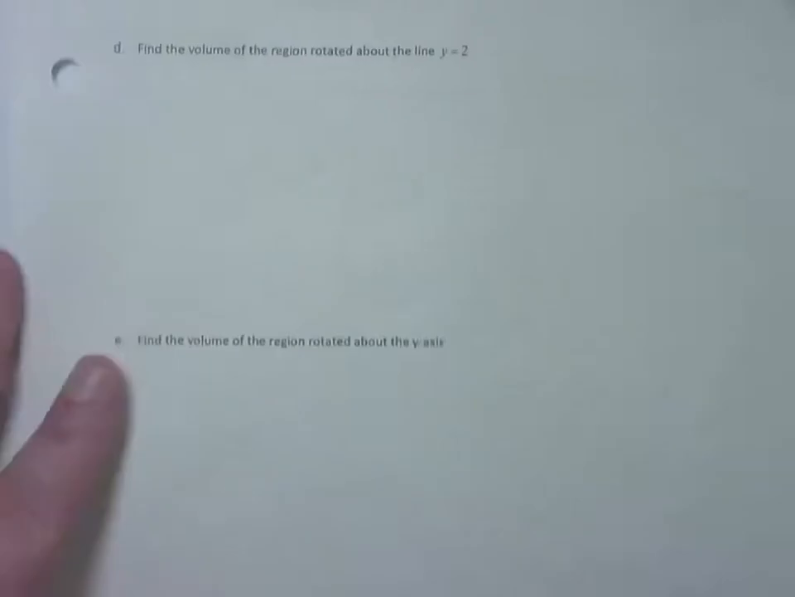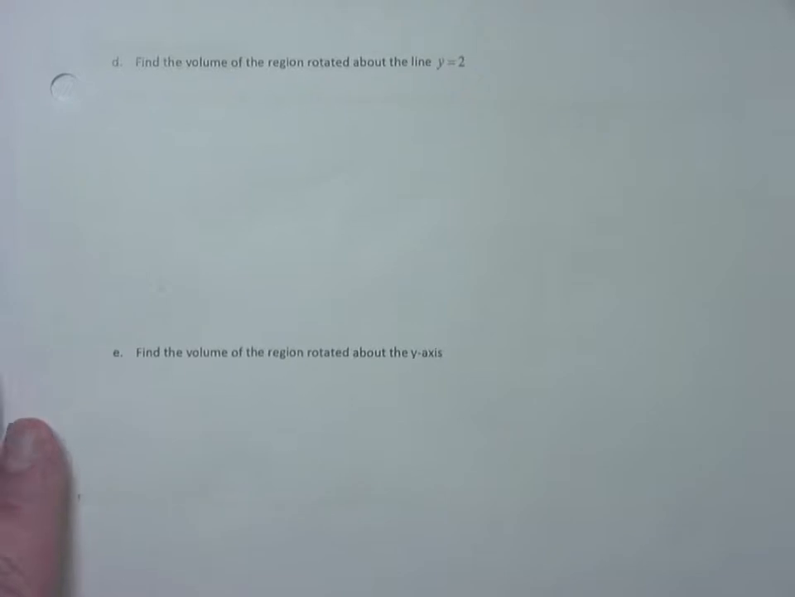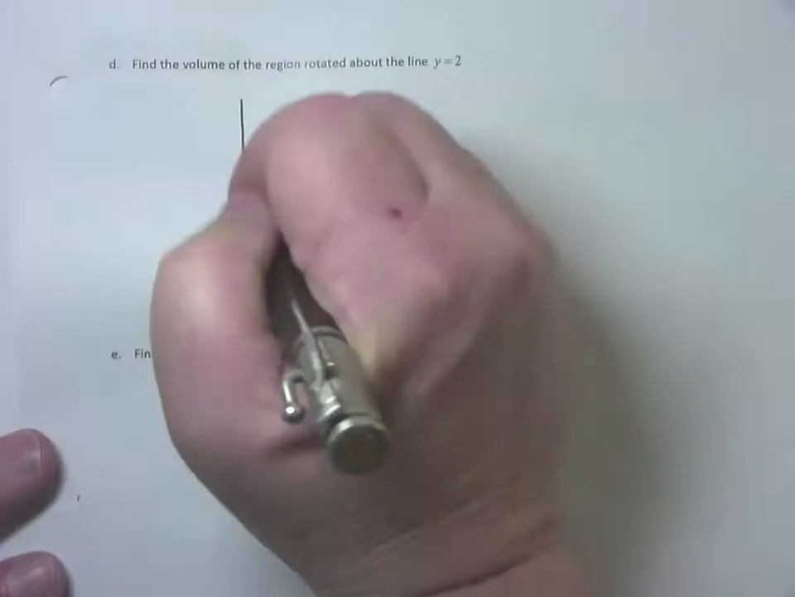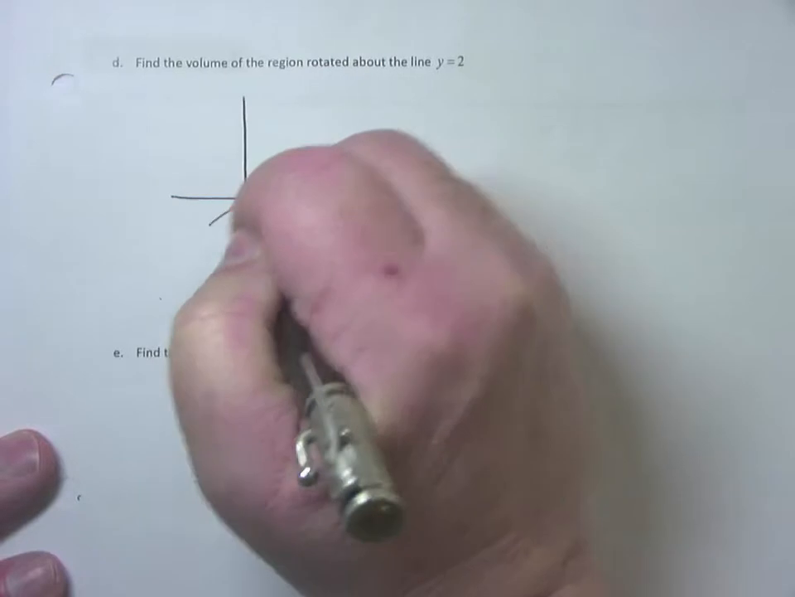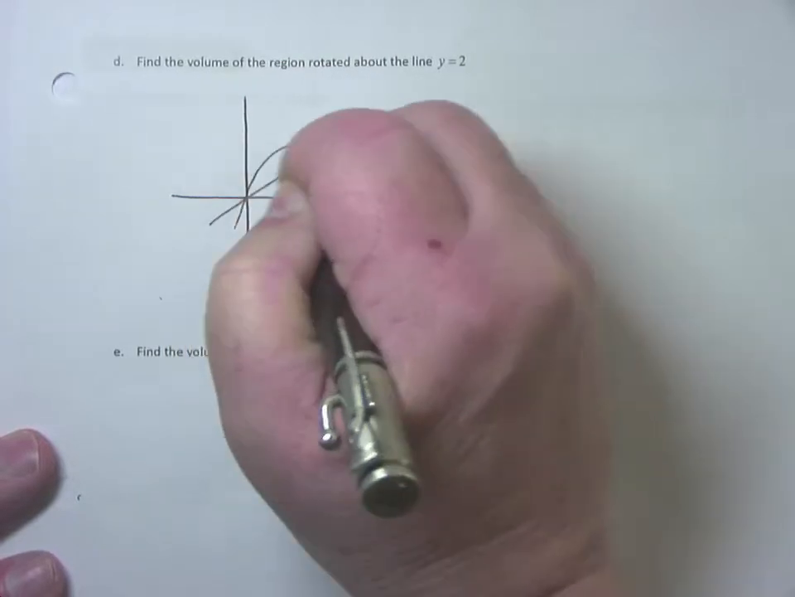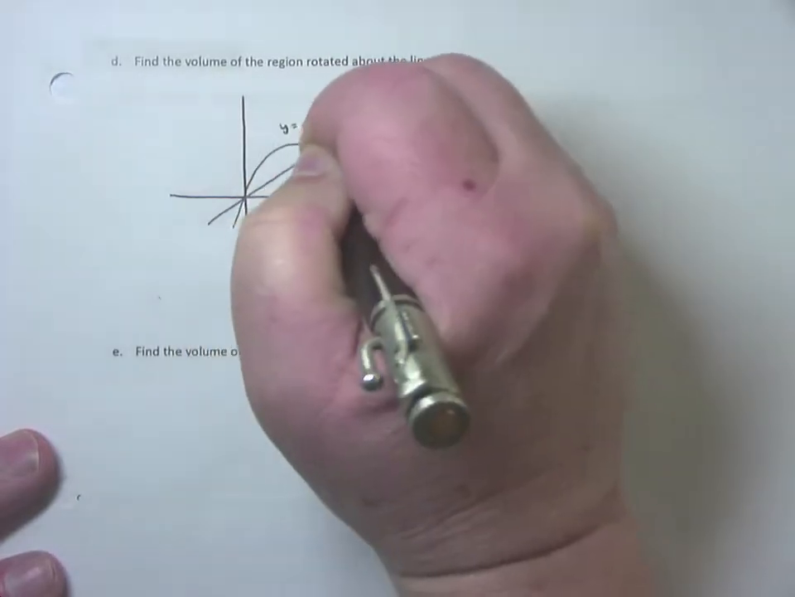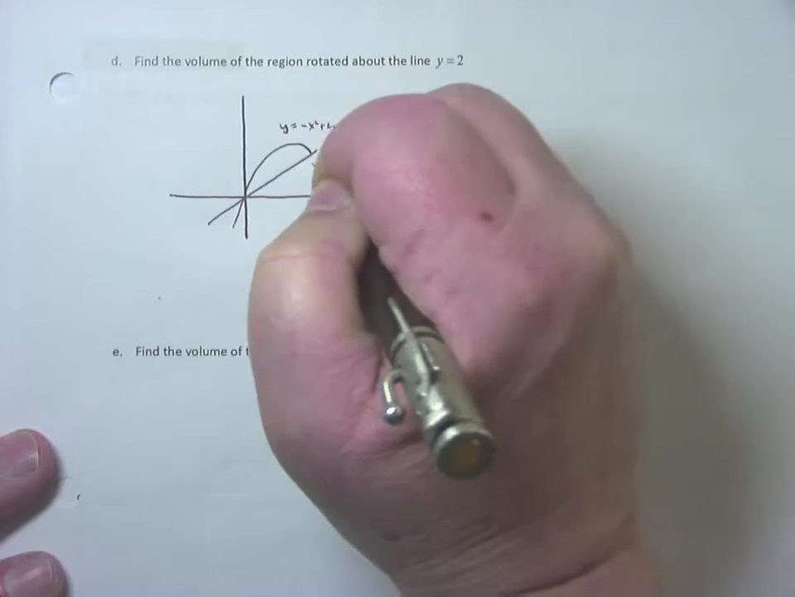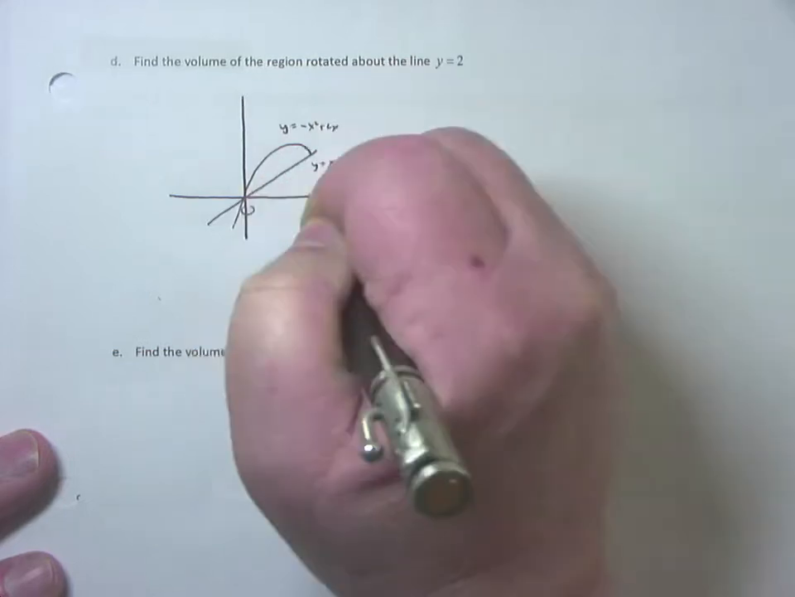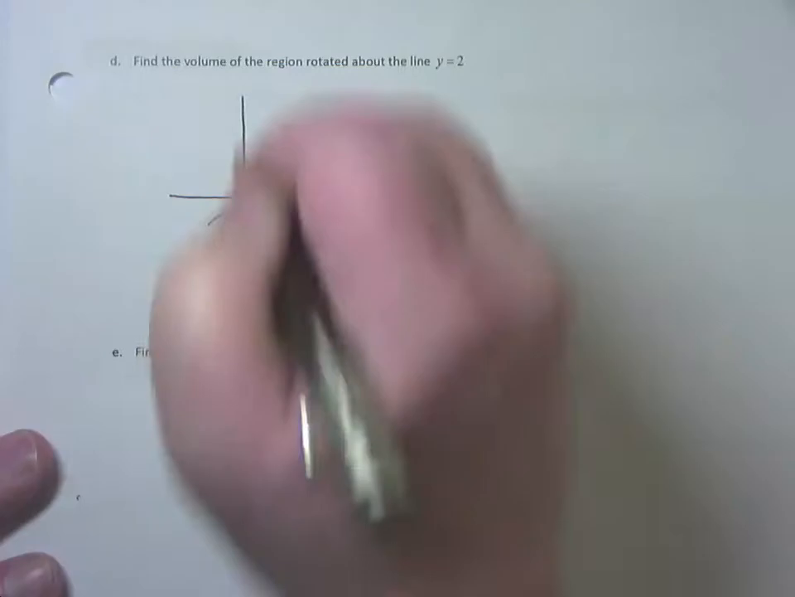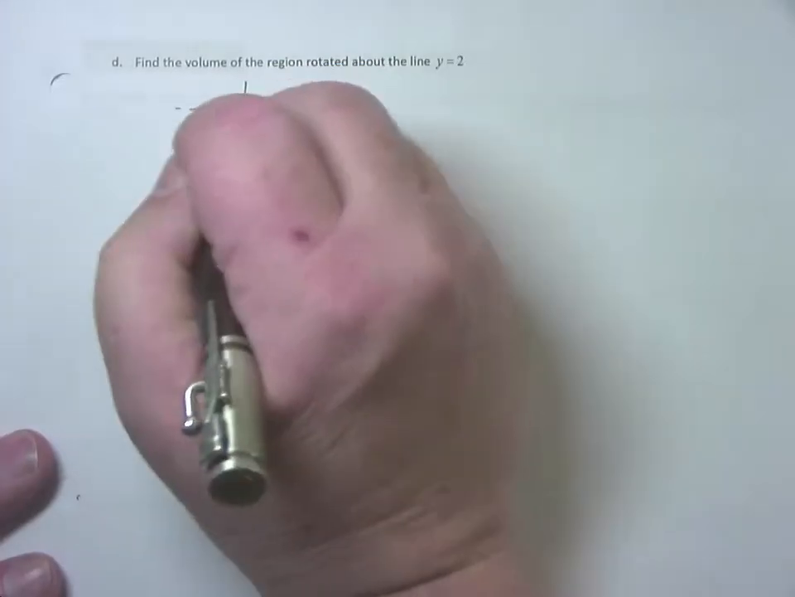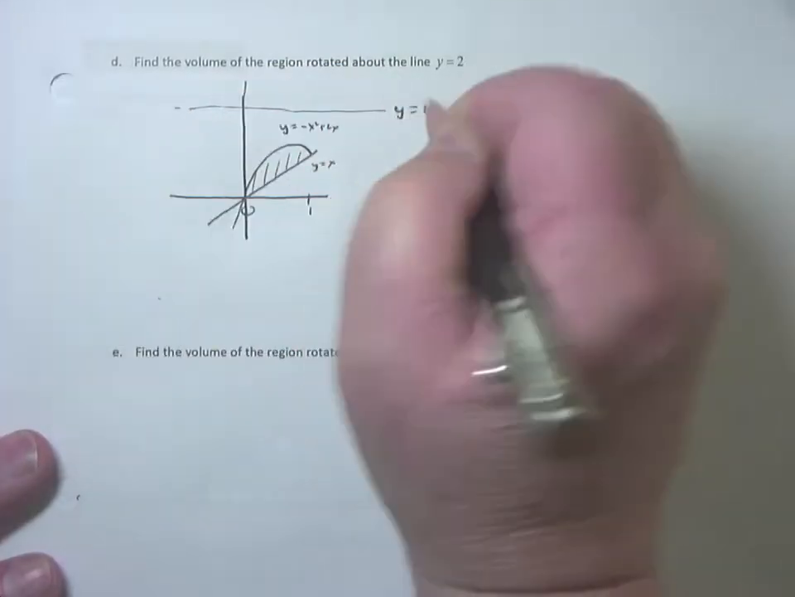All right. But now, same region, beating it up. Now look at this one. We're going to take the same region, and now we're going to rotate around the line y equals 2. So again, here's my region: y equals negative x squared plus 2x, y equals x, from 0 to 1. I haven't changed anything except this. The axis of rotation here is y equals 2.